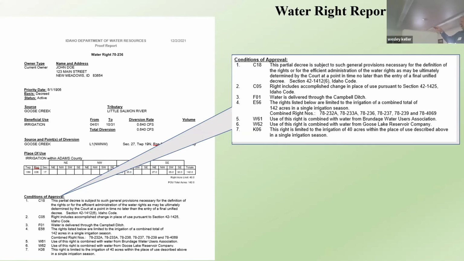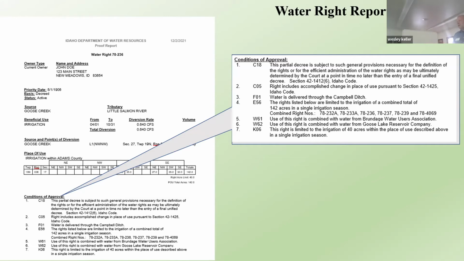And more than likely, I haven't looked at this one specifically, but more than likely, those rights listed add up to the total of the 142 acres as set by the combined use limit. And then number 7 there, the K06, that is the specific right acre limit for this specific water right. Then this right is limited to the irrigation of 40 acres within the place of use described above in a single irrigation season.